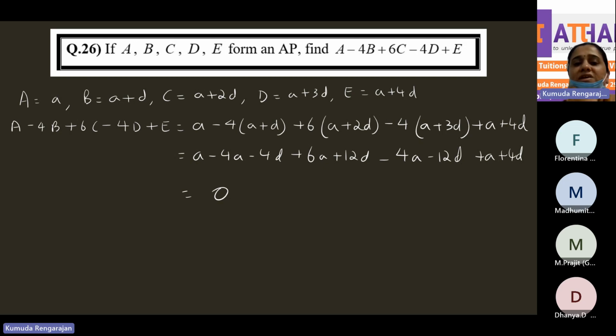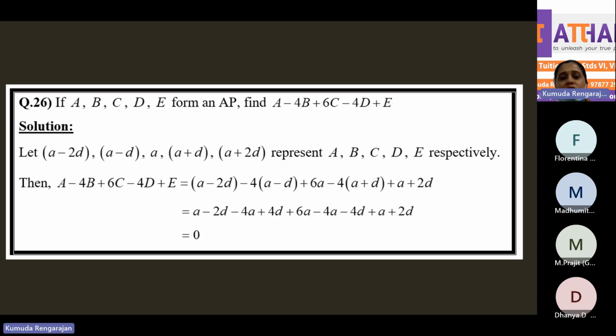Because it's given A, B, C, D, E form an AP. So capital letter A is the first term A. Capital letter B is A plus D. Capital letter C is A plus 2D. Capital letter D is A plus 3D. And capital letter E is A plus 4D. And substitute in that expression given. Zero. You can also do it like this. This I'll explain in the next class, okay?